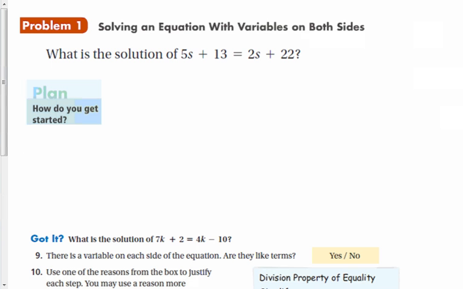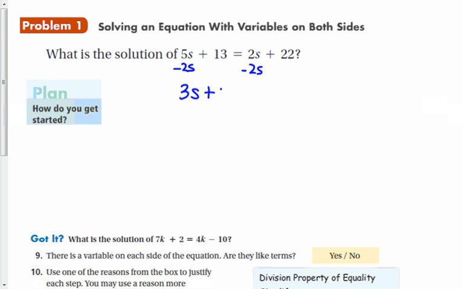So the first one here, what is the solution of 5s plus 13 equals 2s plus 22? Now the object of equations like this is to make it a simpler equation where you only have s in one spot. And we're going to use the properties of equality to do that, usually the subtraction or addition properties of equality. In this first one, if I take away 2s from this side, I get 0 plus 22, which is just 22. And if I take away the same thing on the other side, then I'm using the subtraction property of equality, and we should be okay.